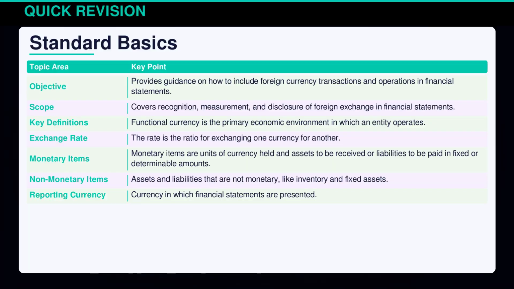IAS 21 sets the ground rules for how foreign currency transactions and operations are reflected in financial statements. It guides on recognition, measurement, and disclosure, focusing on functional currency, the main economic environment of an entity. Understanding key definitions like exchange rates and monetary items is crucial. This standard ensures clarity and consistency in handling foreign exchange impacts on international business.